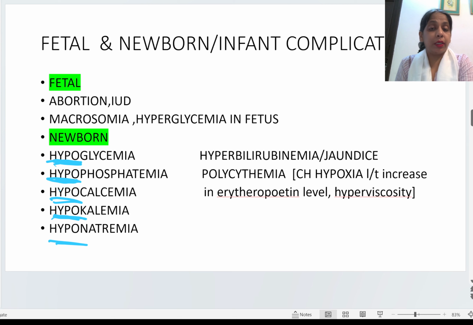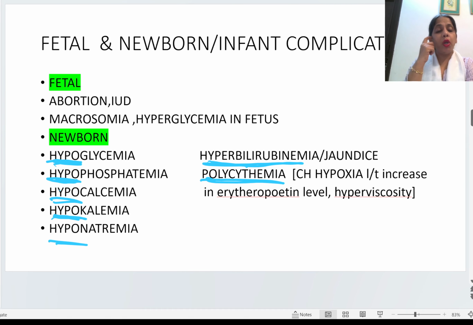Now, why does the infant of a diabetic mother also suffer from, you can see here on the right side, hyperbilirubinemia and polycythemia? Because you all know that the infant in utero has been suffering from chronic hypoxia. There is delayed lung maturity and chronic hypoxia. That is why we do fetal surveillance again and again. Due to that chronic hypoxia, there is an increase in the erythropoietin level, and it leads to increased RBC production, which leads to polycythemia, and hyperbilirubinemia due to the hemolysis of the increased production.